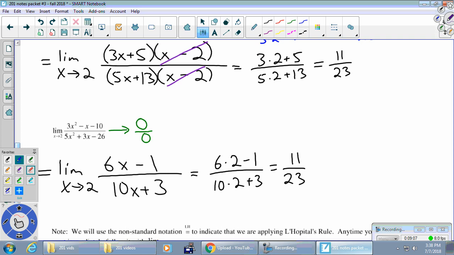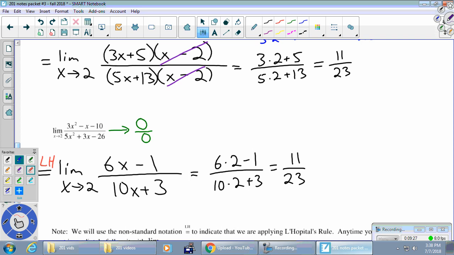I'm going to ask you to do something non-standard. I'm going to ask you to put right here on top of that equal sign an LH, and that is your way of telling me that you are applying L'Hopital's rule. You have found that you got an indeterminate form like 0 over 0, and then you are applying L'Hopital's rule.